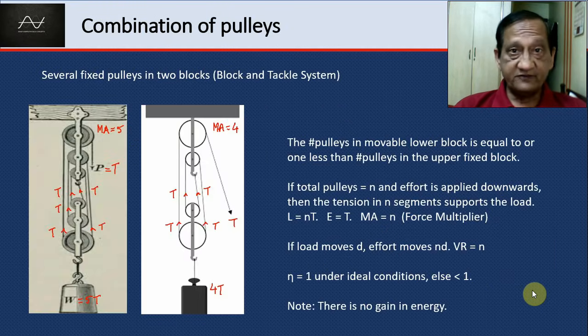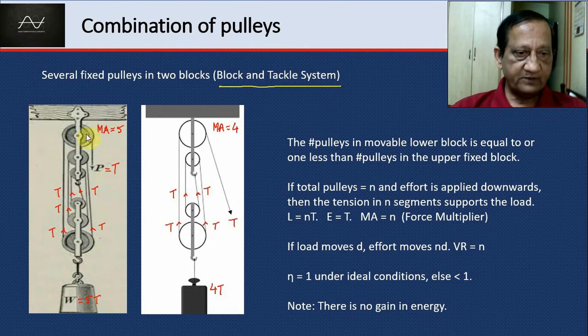Another combination of pulleys is called a block and tackle system. There are 2 blocks. You see the first picture. In this one, the fixed block has 3 pulleys, and that is connected to another block, which also has 3 pulleys together, but those 3 pulleys are movable. So that becomes a combination of block and tackle, and the load is hanging from the lower block. Now, in the second picture, we have 2 and 2, right?